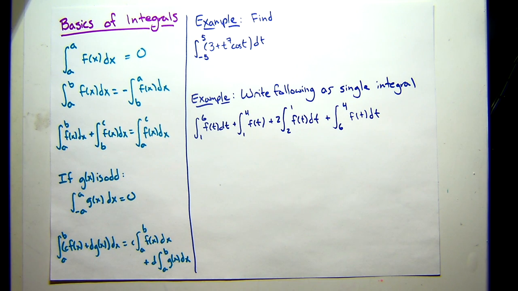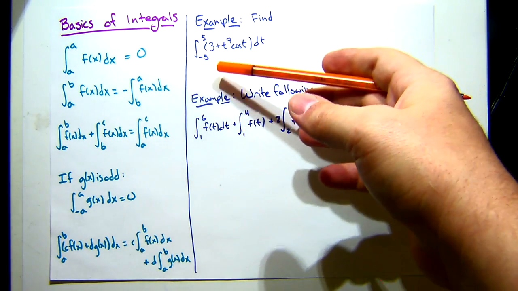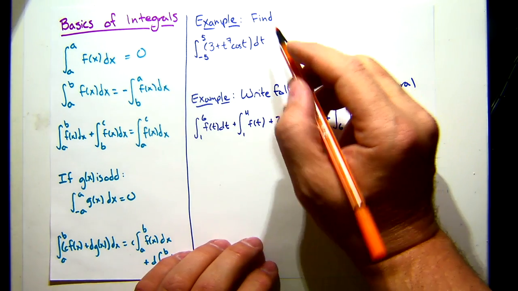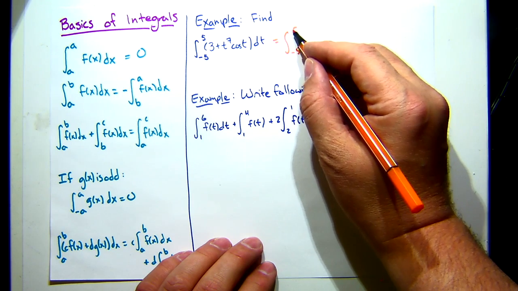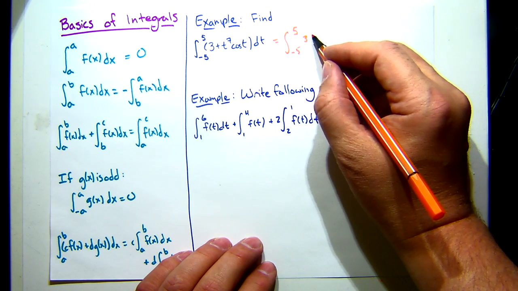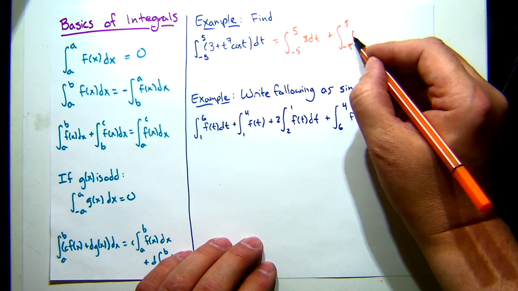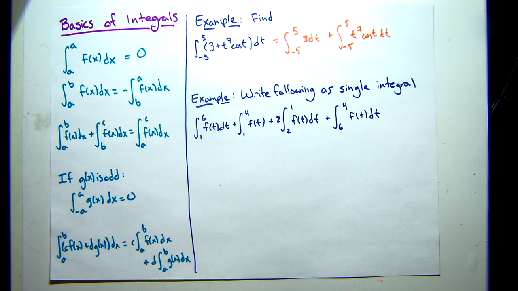Okay, so let's do an example. Suppose we ask you for the following: the integral from negative 5 to 5 of 3 plus t to the 7th cosine t. What can we do? We can certainly separate. Whenever I see a plus in the middle, I can say this is the integral from negative 5 to 5 of 3 plus the integral from negative 5 to 5 of t to the 7th cosine t.